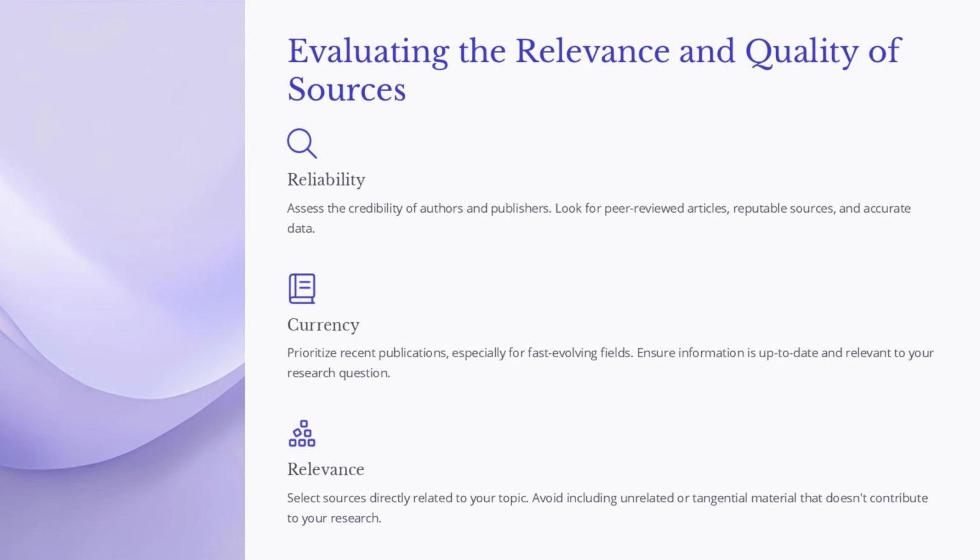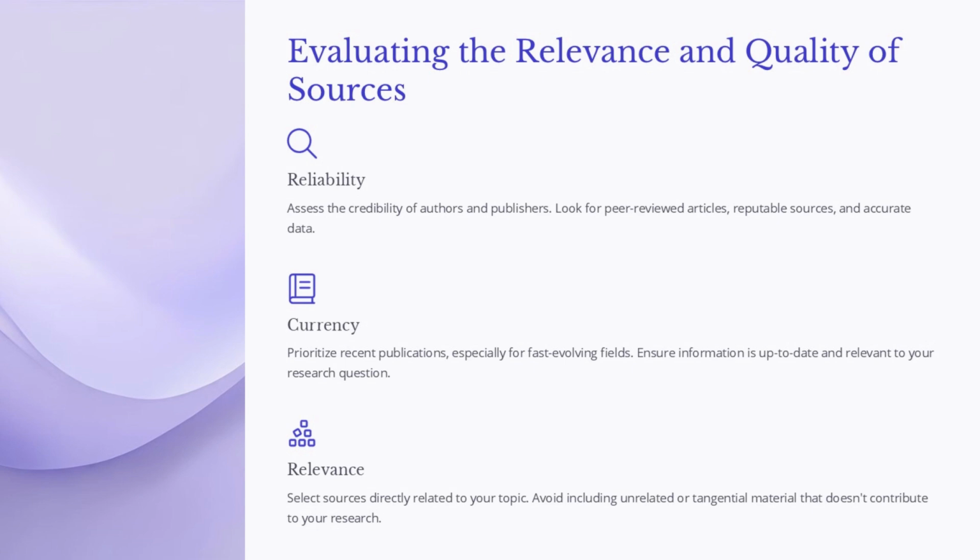Currency is important, especially in fast-moving fields. Look for recent publications that are up-to-date and relevant to your research question. Relevance is crucial. Select sources that are directly related to your topic and avoid including tangential material that doesn't contribute to your research. By carefully evaluating sources on these three dimensions, you can ensure you are using high-quality, relevant information to support your research.